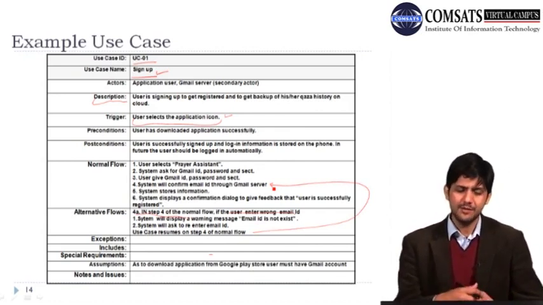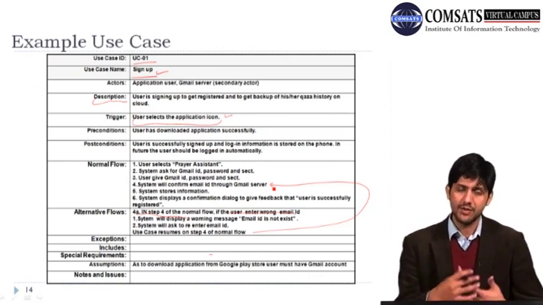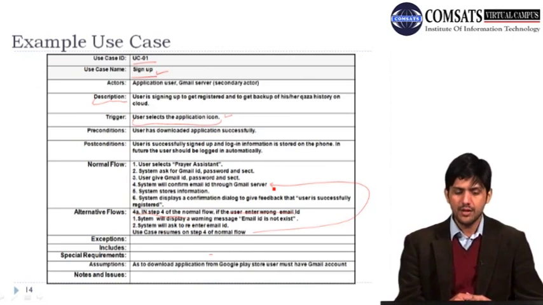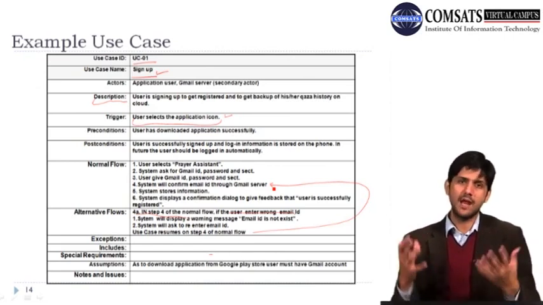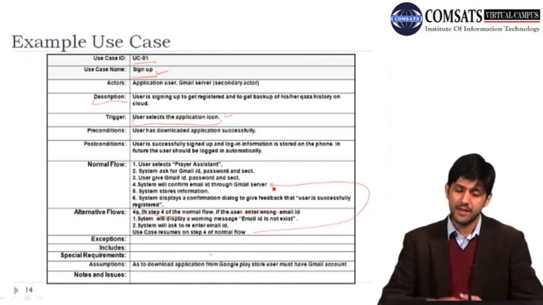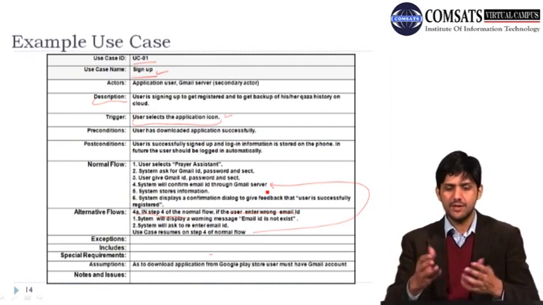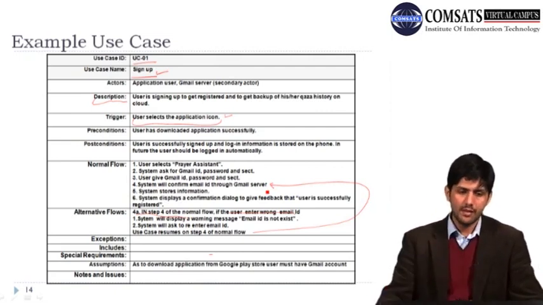So in this particular example, we have not written any exceptions, and there are no includes, there are no special requirements, but we have an assumption that to download an application from Google Play Store, the user must have a Gmail account. So we are assuming it is an Android application, and we are downloading it from the Google Play Store. So a user should have a Gmail account. And that's why we have this assumption of authenticating with the Gmail server.